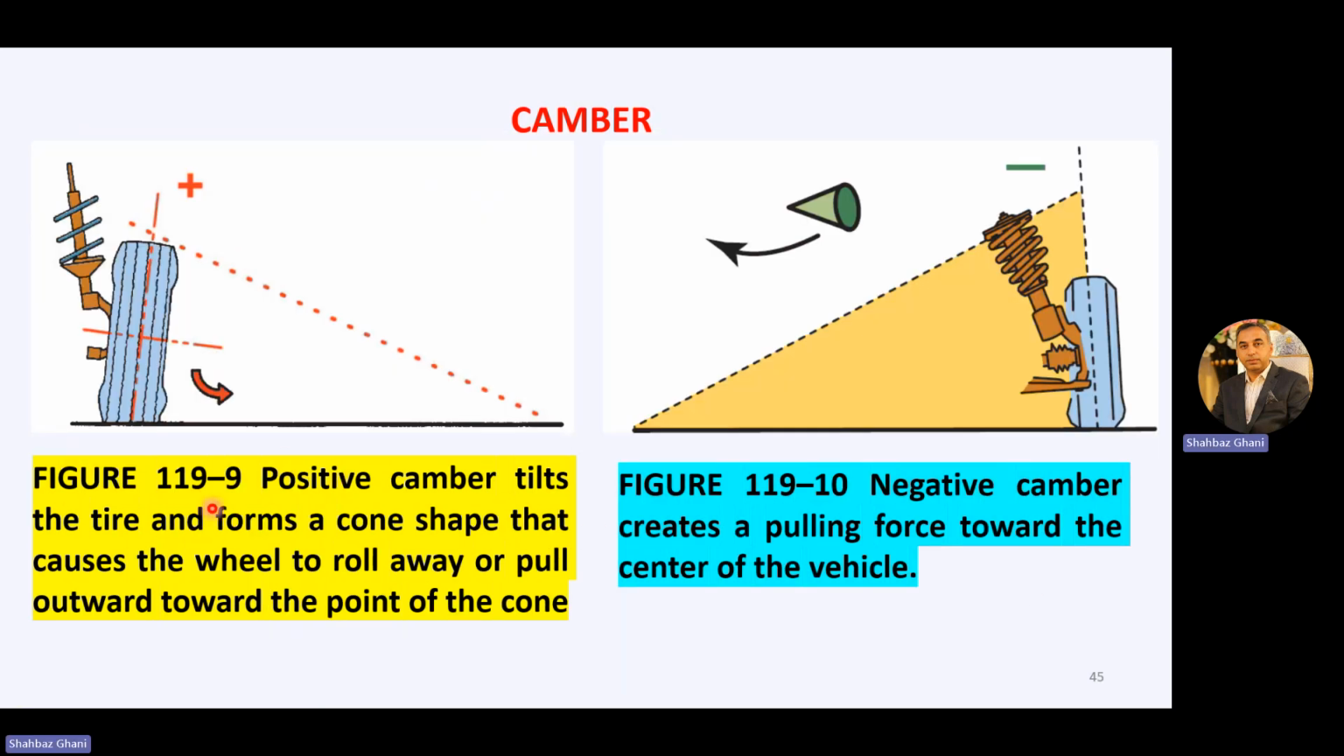Now in this figure, we have a positive camber angle. The positive camber tilts the tire and forms a cone shape that causes the wheel to roll away or pull outward towards the point of the cone. But if we have a negative camber angle, it creates a pulling force towards the center of the vehicle, which is not desirable.